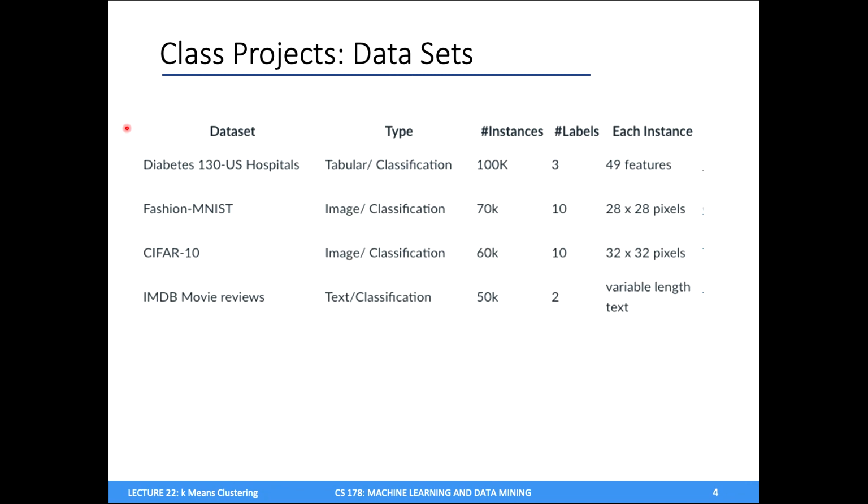Okay, so by now pretty much everyone has gotten into project groups. I think I sent out grades for that. If you didn't get a grade for your project group, then you'll be assigned a group. And hopefully by now you've all chosen your data sets. So we've got this diabetes medical data set, which is a tabular data set. We've got 2 image classification data sets. We've got a text classification data set here.